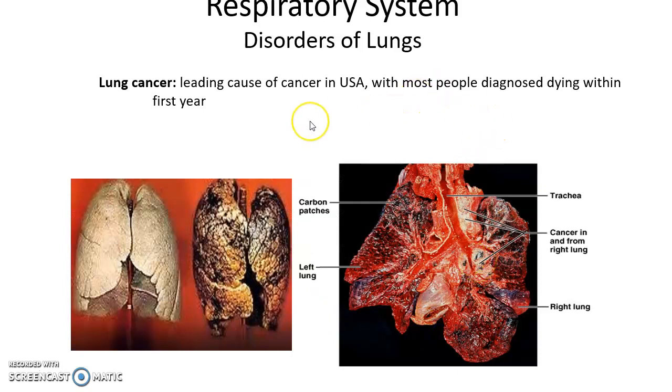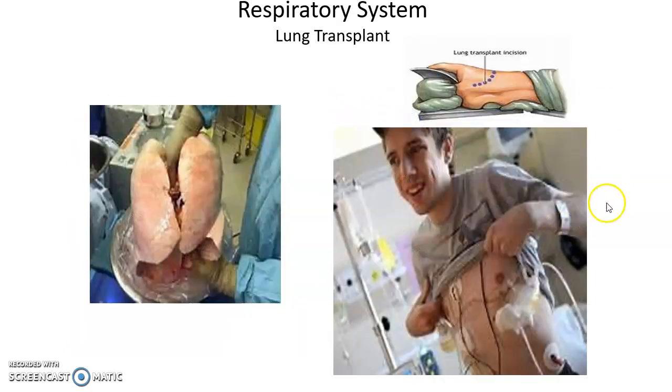Lung cancer. Lung cancer is the leading cause of death from cancer in the U.S. Lung cancer is very fatal. Most people who are diagnosed with it die within the first year. However, a few lucky people can get a lung transplant. This is where lungs from someone who died recently are put inside someone who needs the lungs. There's the lungs. Here's someone who's had the surgery, and you can see these massive scars. It looks almost like they got cut in half.